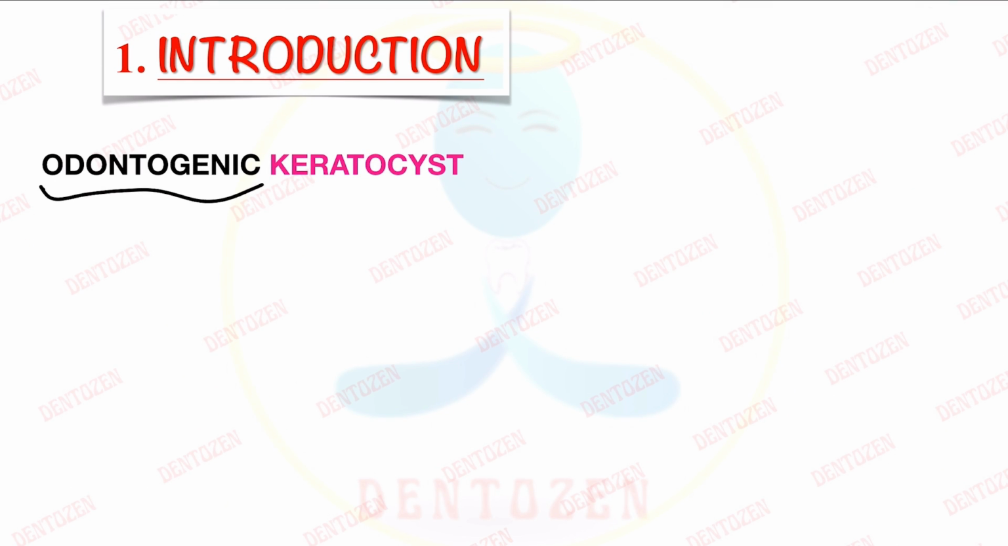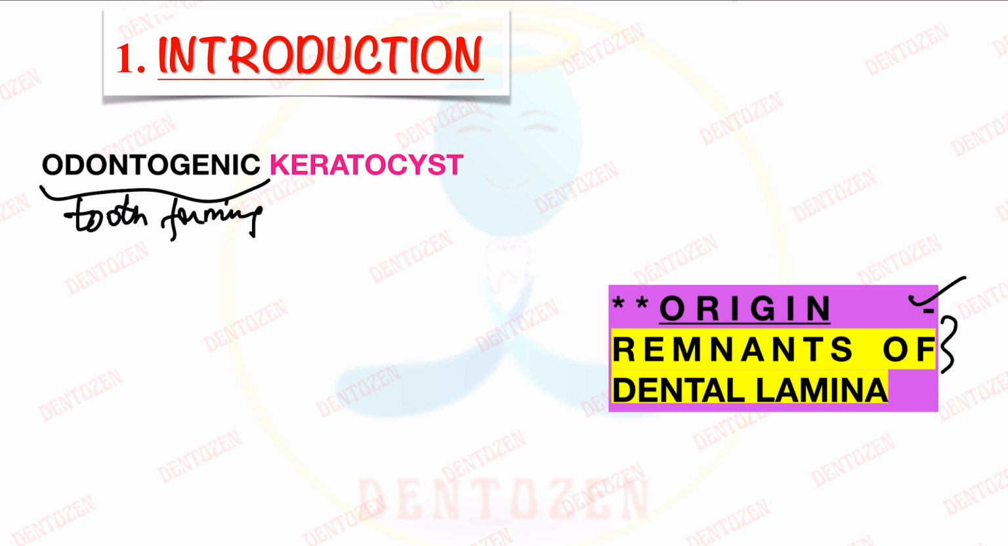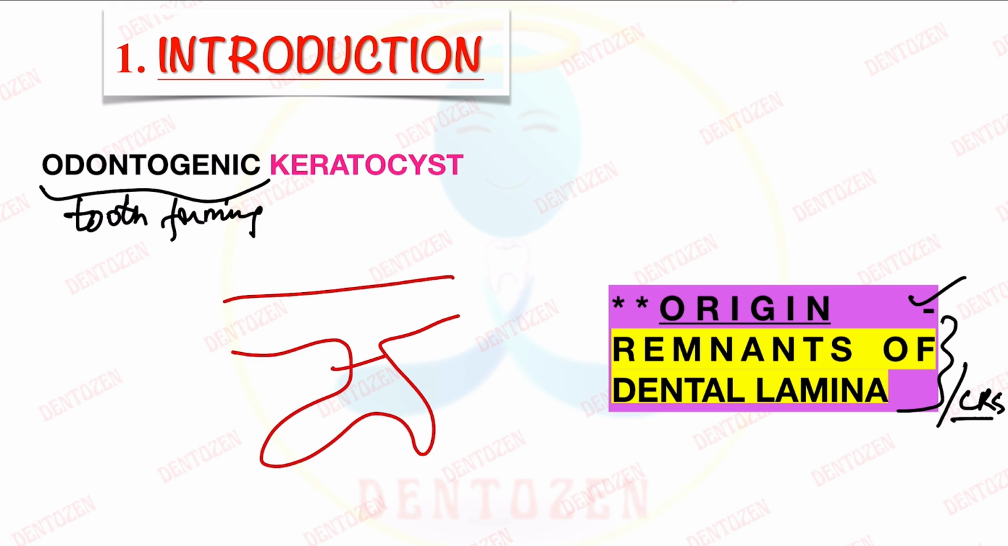Now the term odontogenic means the one which is arising from tooth forming tissues, and that is the first Viva question. The origin of OKC is from remnants of dental lamina or cell rest of cell. Now different odontogenic cysts can arise from different odontogenic tissues. So to know that, tap on the I button above for the video on odontogenic cyst.